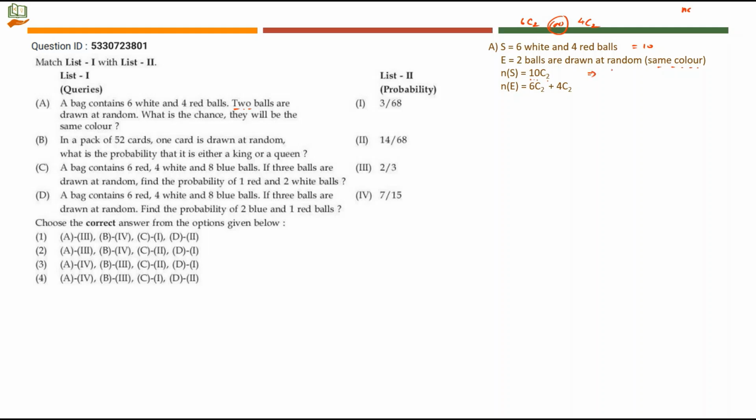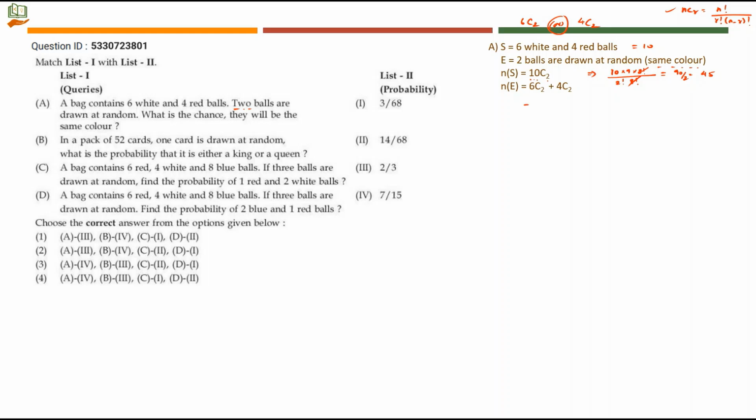So what is nCr? n factorial divided by r factorial and n minus r factorial. You have to apply this formula everywhere. So this is 10 factorial, which means 10 into 9 into 8 factorial, divided by 2 factorial into 10 minus 2, which is 8 factorial again. So 8 factorial and 8 factorial will get cancelled. 90 divided by 2 will give you 45. So n of S is equal to 45.